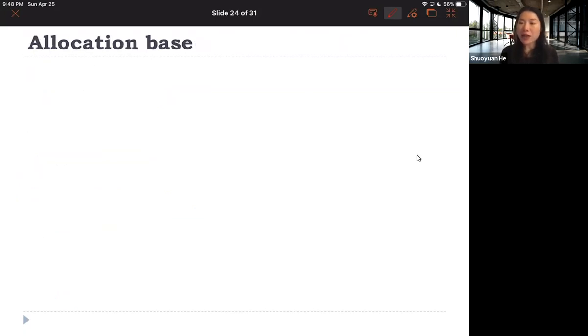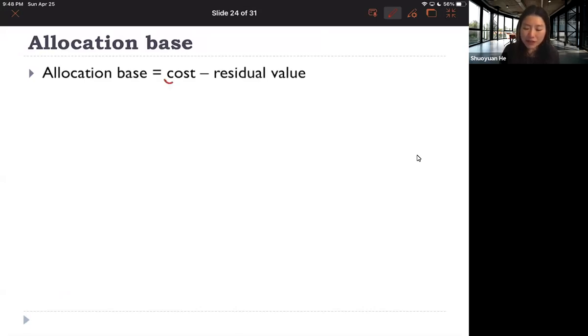The first is allocation base. Allocation base is basically the difference between the cost of PP&E and its residual value. So this cost is the cost we just talked about. We spent so much time talking about how to calculate the capitalized cost of the PP&E, and this is the cost. And then we take the cost minus residual value, and that is our allocation base.